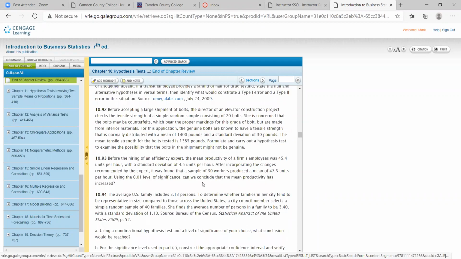Before the hiring of an efficiency expert, the mean productivity of a firm's employees was 45.4 units per hour, with a standard deviation of 4.5 units per hour. This is a population standard deviation, implied by the problem here. After incorporating the changes recommended by the expert, it was found that a sample of 30 workers produced a mean of 47.5 units per hour. Using the 0.01 or 1% level of significance, can we conclude that the mean productivity has increased?